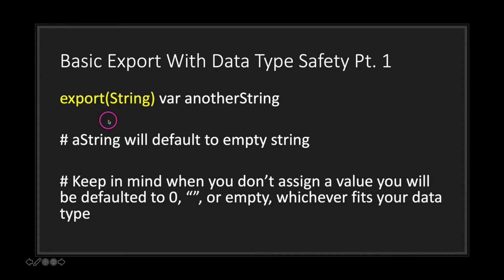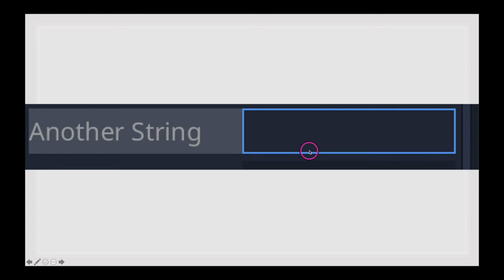You can also declare an export with parentheses, and inside the parentheses, denote the data type you want to assign to your variable. Keep in mind, when you don't assign a value, you will be defaulted to zero, empty strings, or just plain empty. Now, the assignment will depend on what fits your data type. In this case, our variable another string will default to empty quotation marks. As you can see here, this is what it will look like in the editor, and it will be empty.